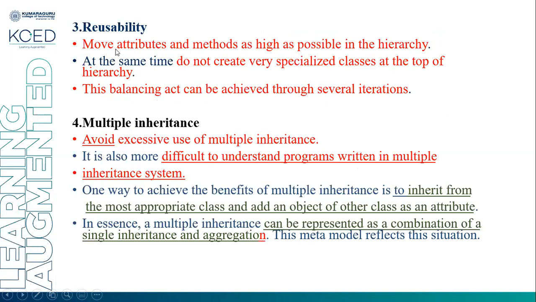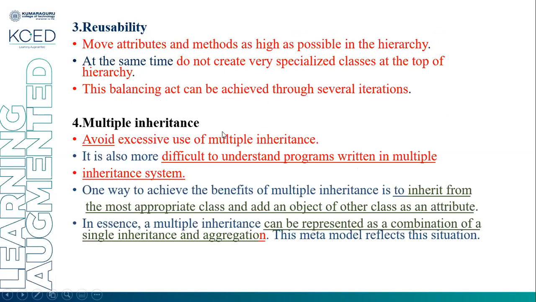The reusability. Move the attributes and methods as high as possible in the hierarchy. At the same time, do not create a very specialized class at the top of the hierarchy. Specialization should be done at the bottom of the hierarchy. At the top of the hierarchy, we should have generalized classes. This balancing act can be achieved through several iterations.